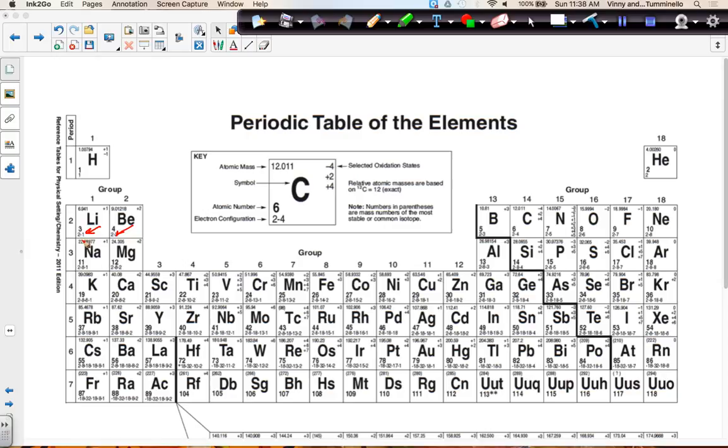The first number in the configuration is the shell closest to the nucleus. That's the shell with the least energy. And as we get further and further out in the configuration, we're showing electrons that are further away from the nucleus and have more and more energy. So the number of the period tells us the number of shells, and also tells us which shell the valence electrons are contained in. We can also look at our selected oxidation states for an element, and we can write our crisscross formulas.